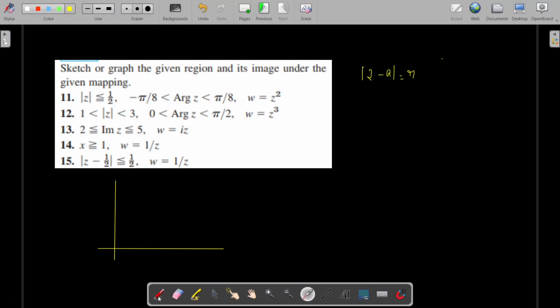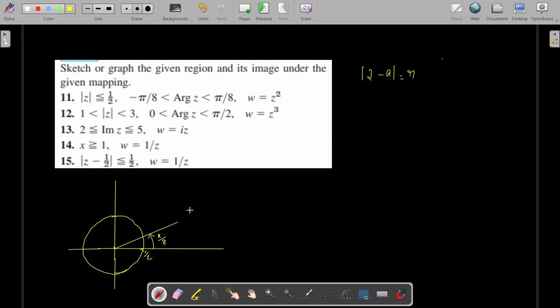So first of all, you have to draw the interior of the circle with radius 1 by 2 and center 0. So this is the center and radius, let this point be 1 by 2. Now the region given is mod z less than or equal to 1 by 2, that is the interior of this circle, together with the argument of z lying between minus pi by 8 and pi by 8. From here to here it is pi by 2. Half of this is pi by 4 and again we are halving. Actually it's like this, and we can draw the corresponding line here. So this angle is actually pi by 8.